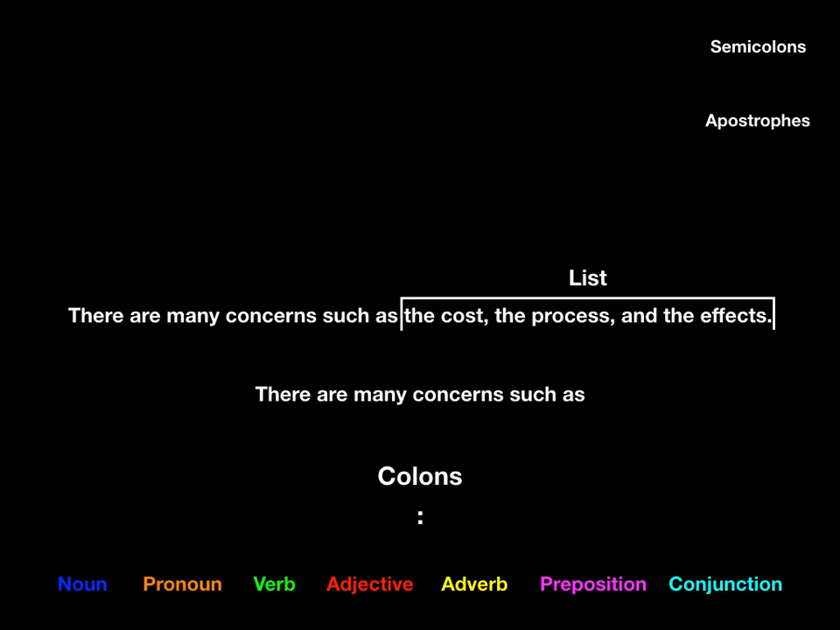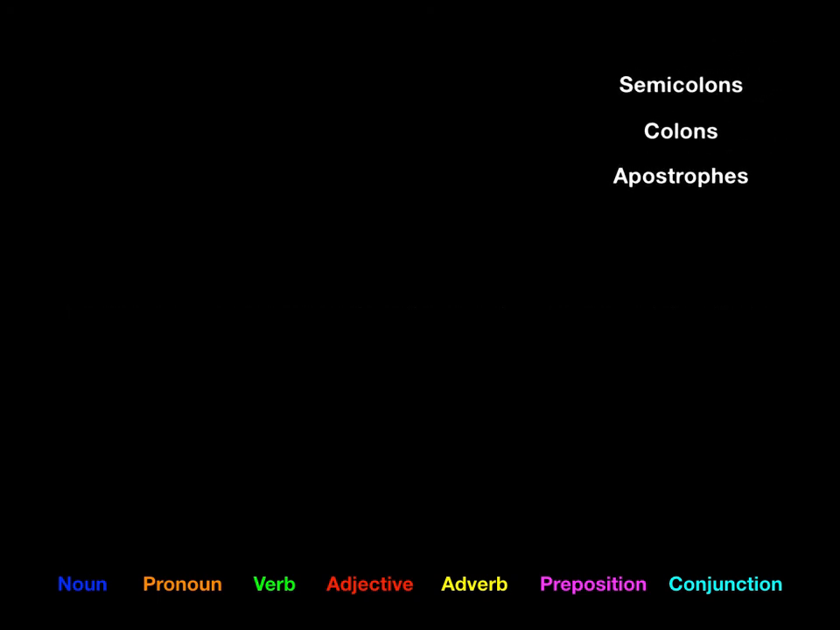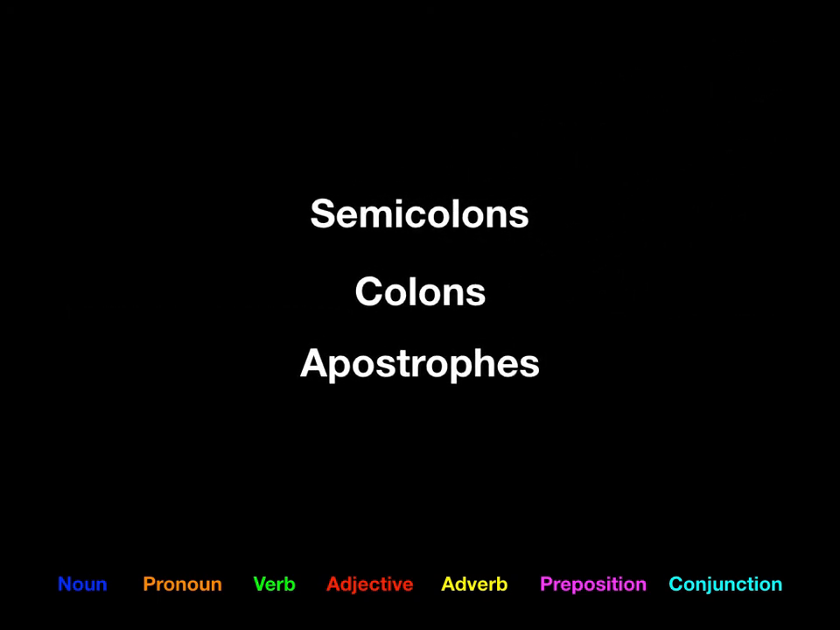There are many concerns such as, since this portion falls off at the end and does not possess a complete thought, we cannot use a colon within this sentence. The final version would then read, there are many concerns such as the cost, the process, and the effects. Within this lesson, we have examined how to find and fix errors with semicolons, colons, and apostrophes.